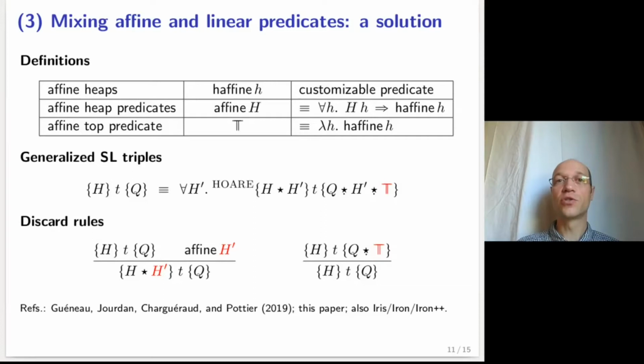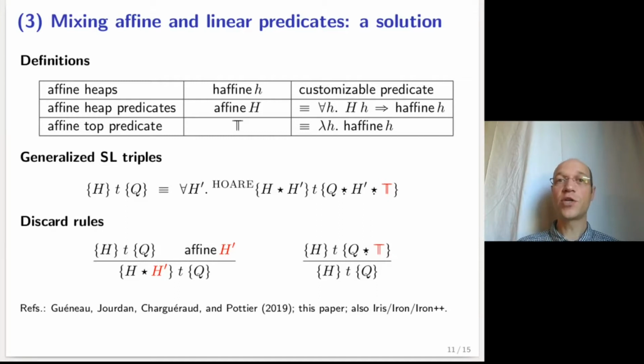I describe in the course a construction that is relatively simple, which relies on the introduction of a predicate, H-affine, that can be customized to define which heaps should be considered affine as opposed to linear. On top of that, we can define the notion of affine heap predicates that characterize only heaps that are affine, and the notion of an affine top predicate, which characterizes any affine heap.